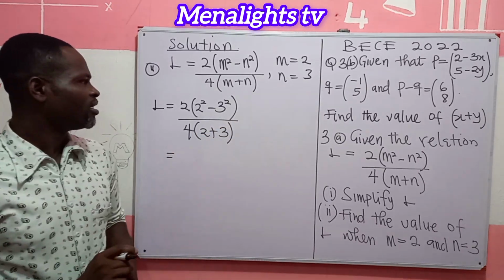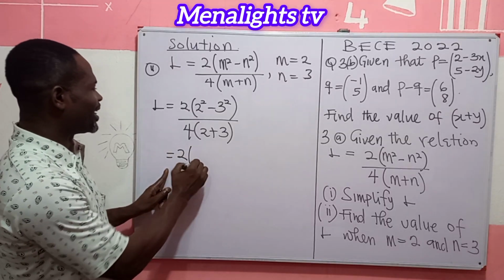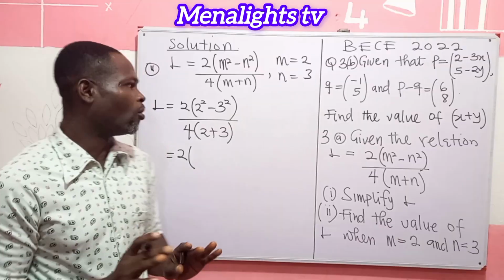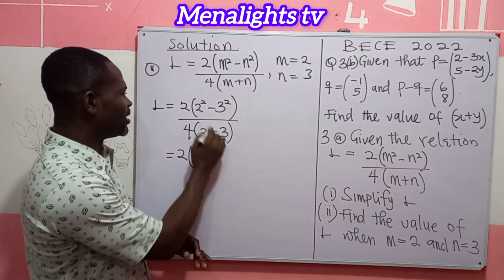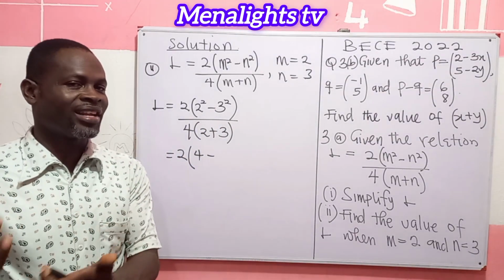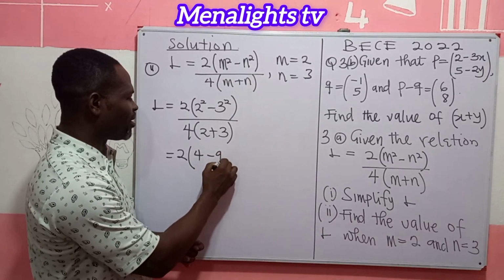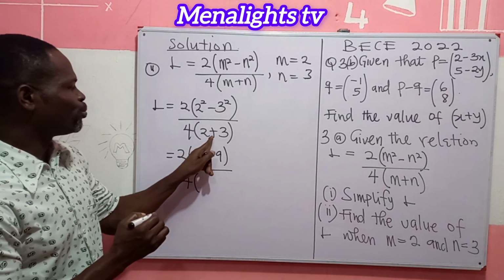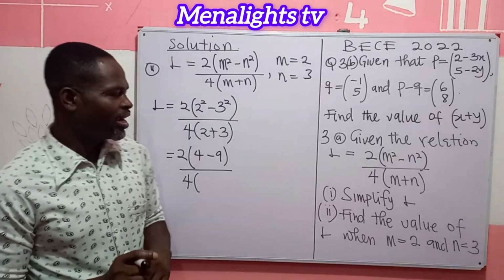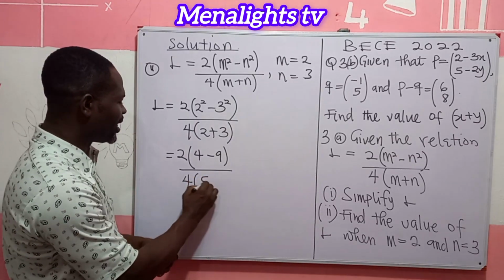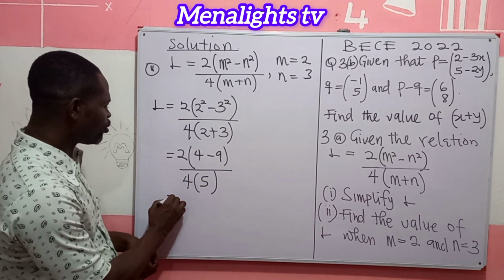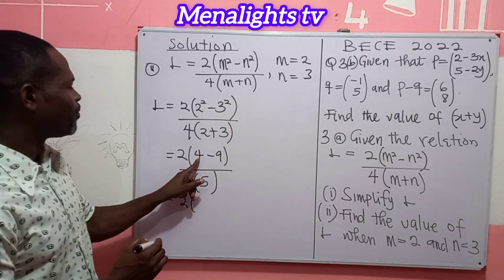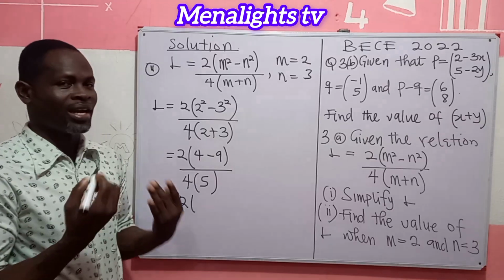So that will give us 2 into bracket, 2 squared, that is 2 times 2, which gives us 4. So we have a 4 here, minus 3 squared, that is 3 times 3, which gives us 9. So we have our 9 here as well, all divided by 4 into bracket, 2 plus 3 gives us 5. So we have 5 here as well. So we have 2 into bracket, when you take 9 from 4, we are left with 5.